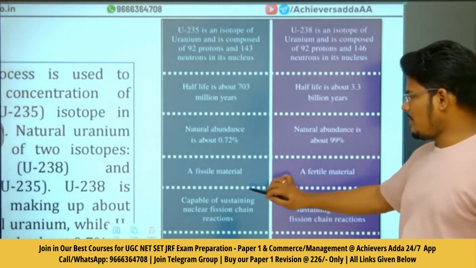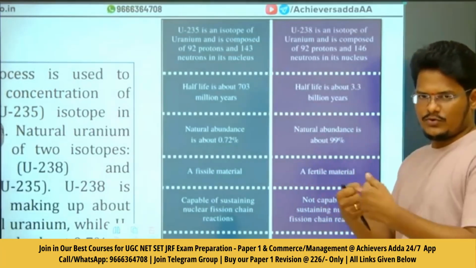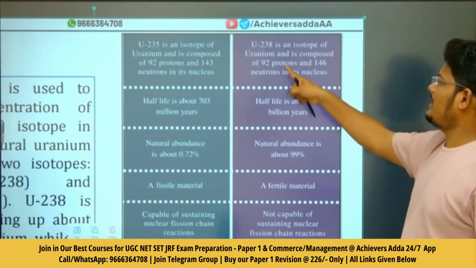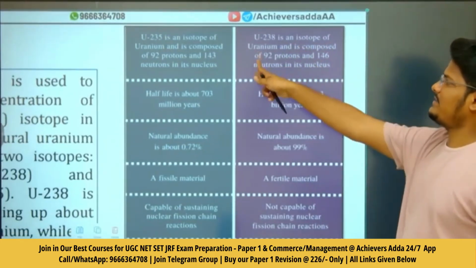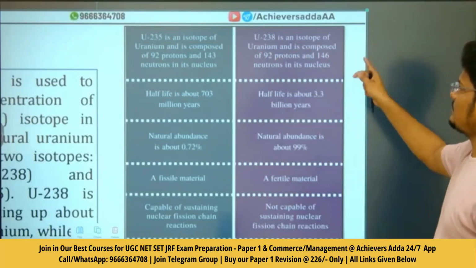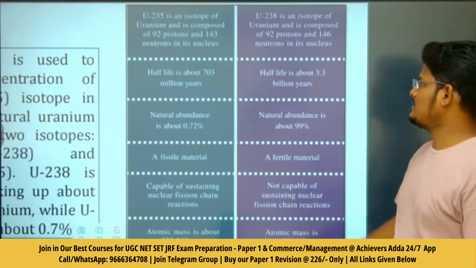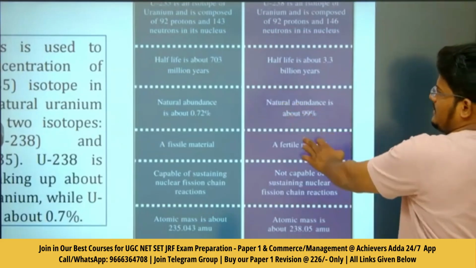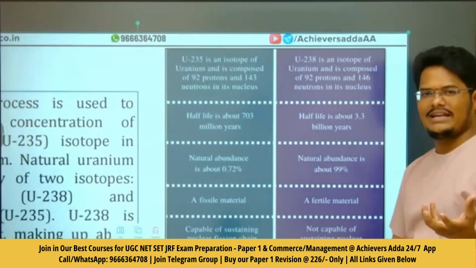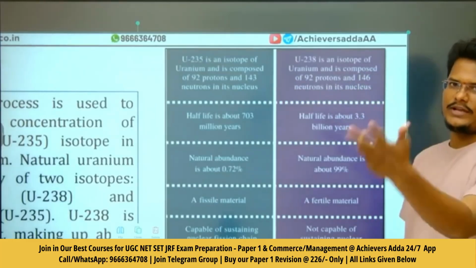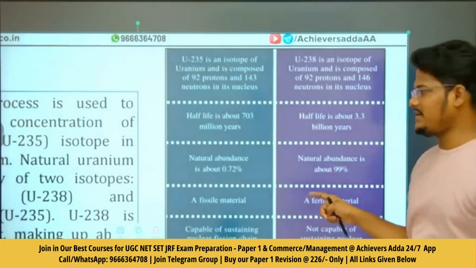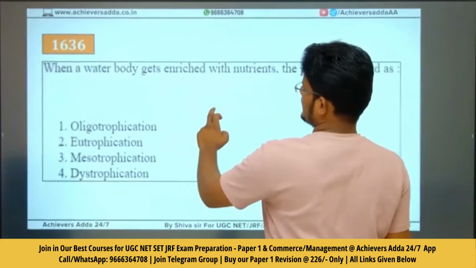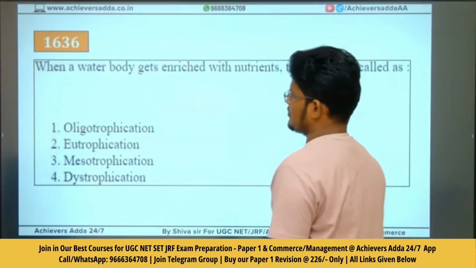It is a fissile material capable of sustaining a nuclear fission chain reaction. And uranium 238 is the isotope where 92 protons and 146 neutrons will be there. In both cases protons are common, but neutrons are 143 here and 146 there. Its half-life is 4.5 billion years, and 99% is naturally present. That's why we convert to 235, since it is only 0.72% naturally. That's why we have to take some process. 238 is by nature 99% natural. It is a fertile material.